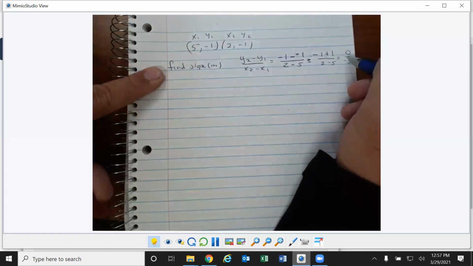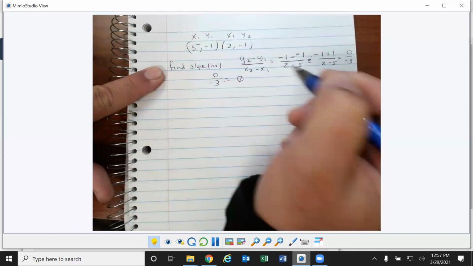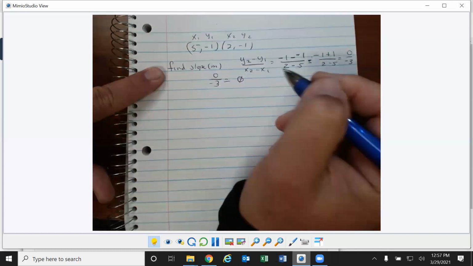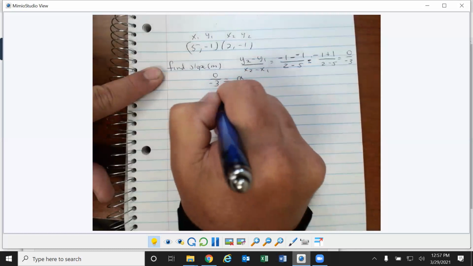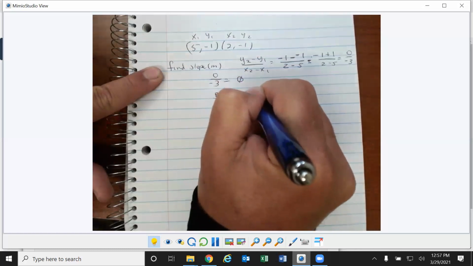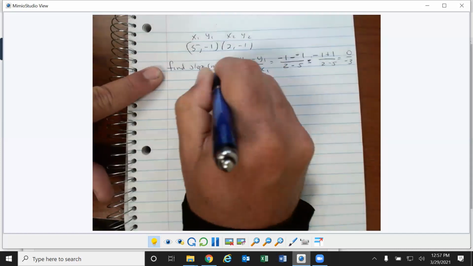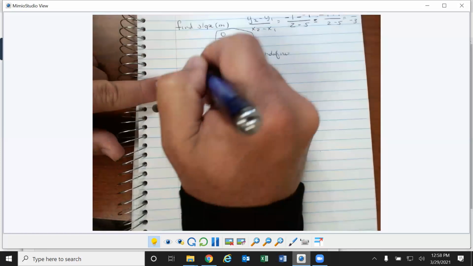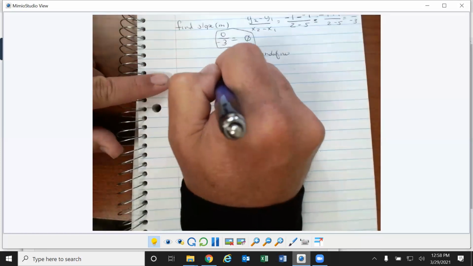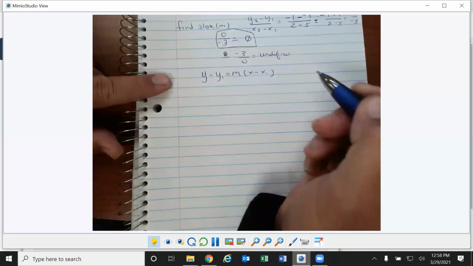Whenever you have a fraction and the zero is on top, your answer is 0. If the 0 was on the bottom, that would be undefined. However, this is my answer: the slope is 0. So this is going to be a nice one. y minus y1. This is the point slope form. Remember, they'll give you the formula on the STAR test.